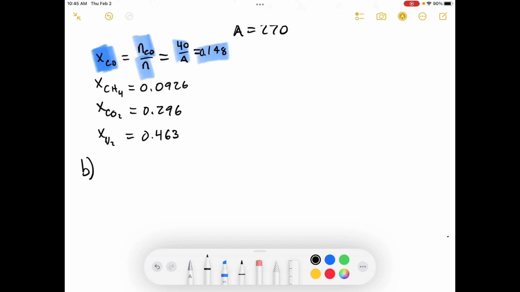For part B, it says, what is the average molecular weight of the gas? Well, in order to calculate the average molecular weight, we have a formula for that. The average molecular weight is equal to the sum product of the molecular weight of the species times the mole fraction of the species. We just calculated what all of the mole fractions were. Now we just need to look up what all the molecular weights of each species are.